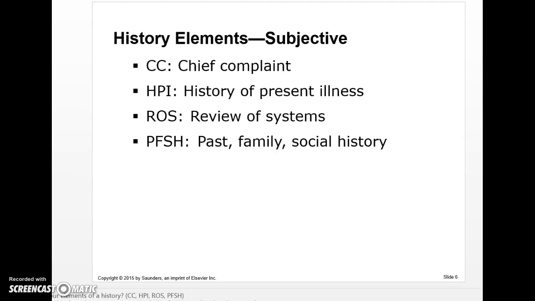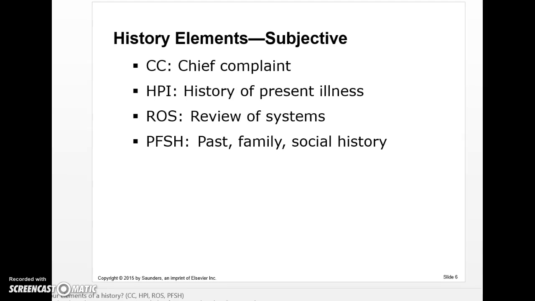The history elements are what we call subjective. They come from the patient. Patient walks in and has a chief complaint. Doctor will say, okay, why are you here? Well, the patient might say, I have lower back pain. That will be the chief complaint.